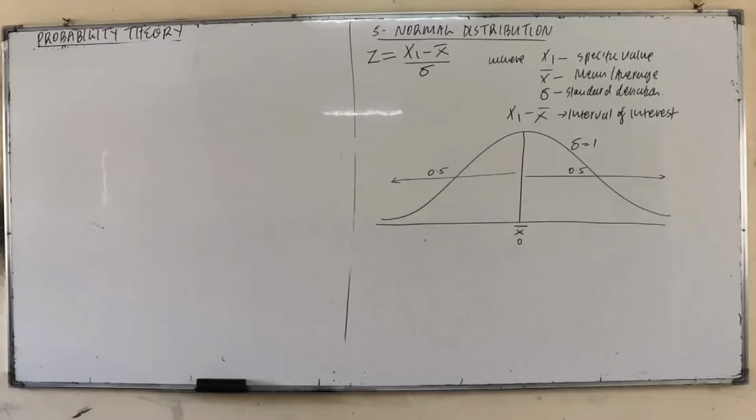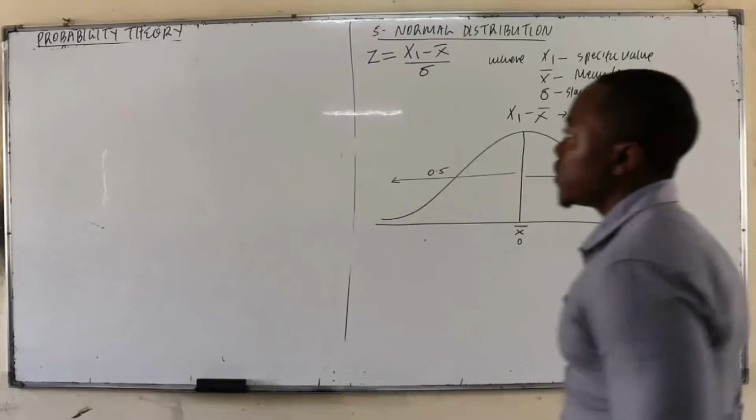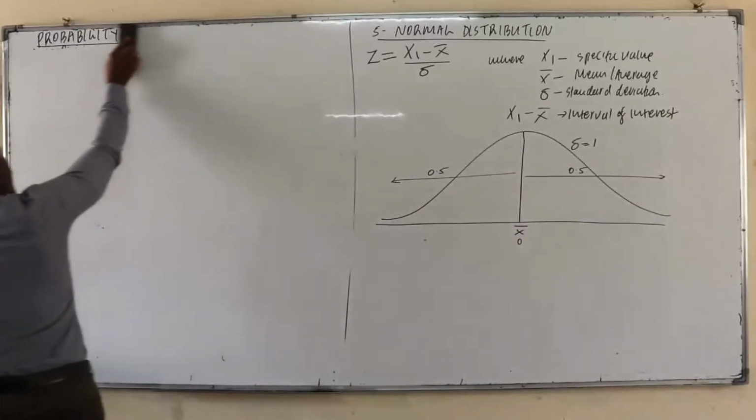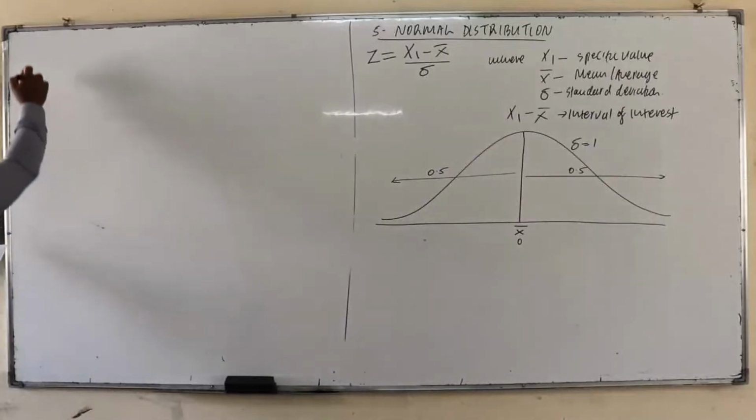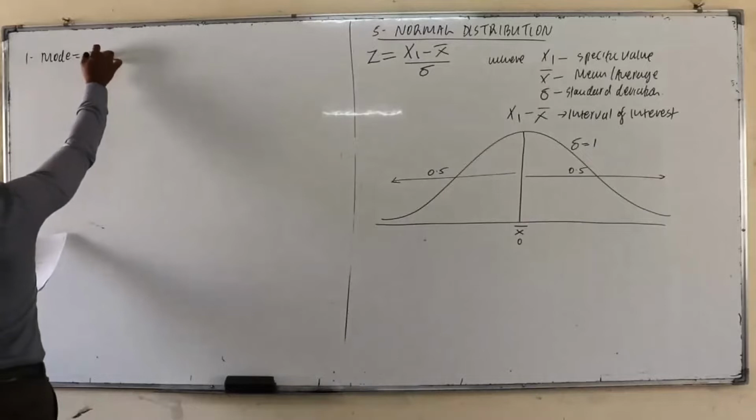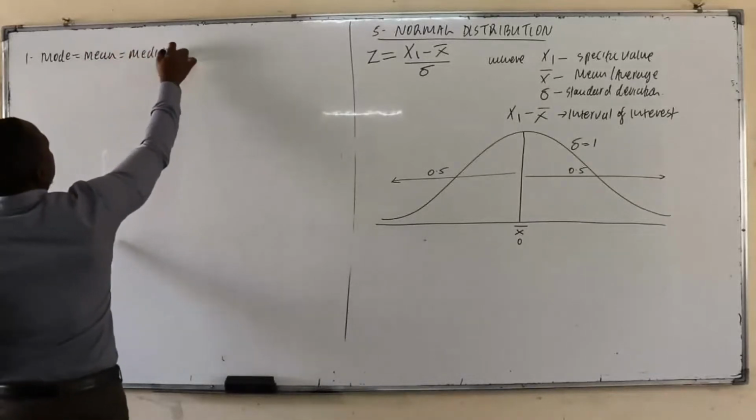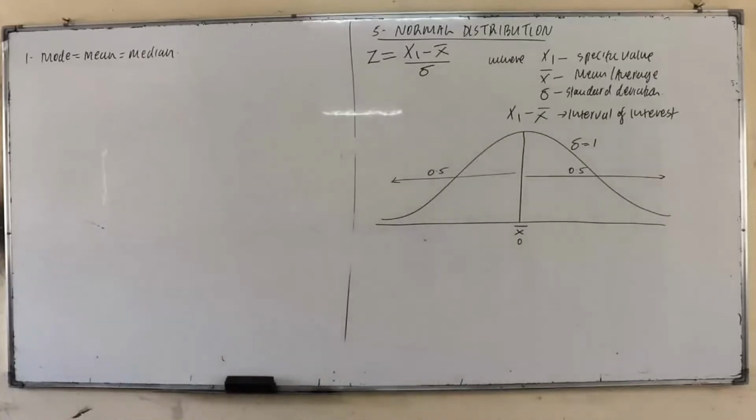Good. So now let's look at the assumptions, or characteristics, of the normal distribution. Number one, the mode is equal to the mean, which is also equal to the median. Number two, it's a continuous distribution.